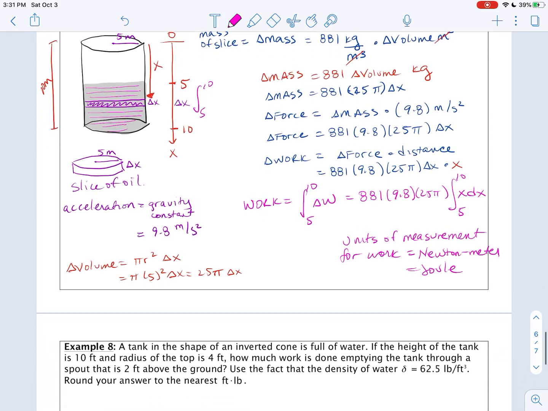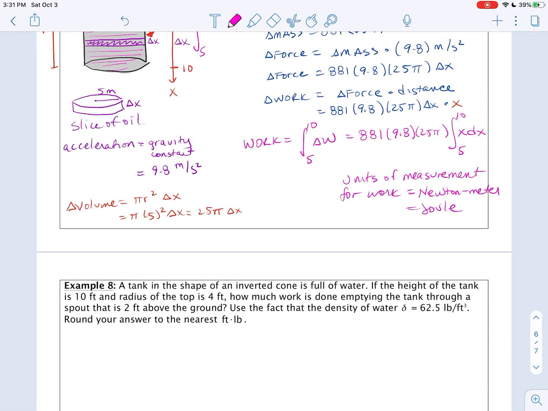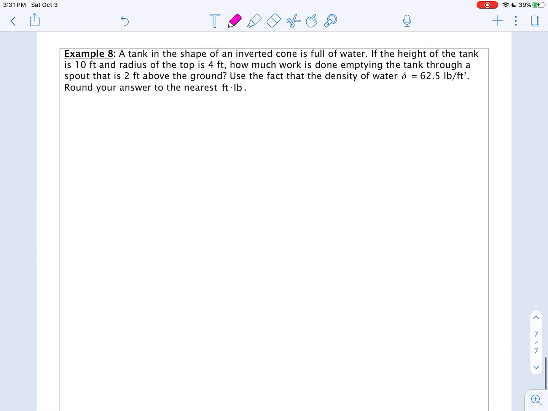So let's take a look at another example where maybe the force and the distance might be variable. And so here we go with that. All right, so here it says a tank in the shape of an inverted cone is full of water. If the height of the tank is 10 feet and the radius of the top is 4 feet, how much work is done emptying the tank through a spout that is 2 feet above the ground?